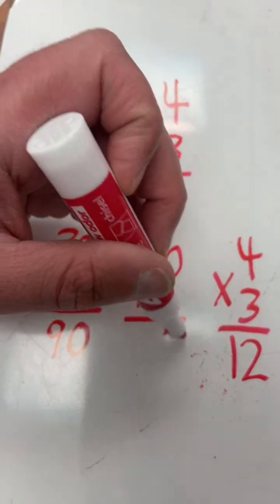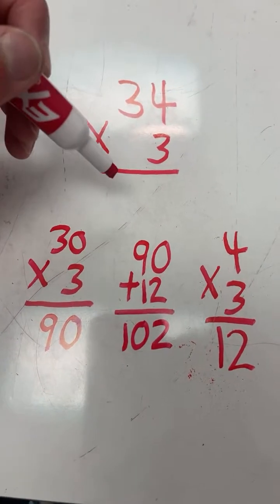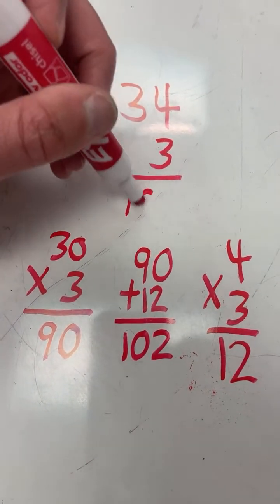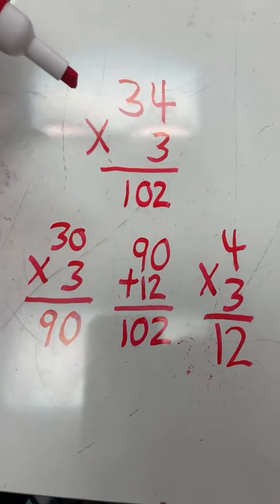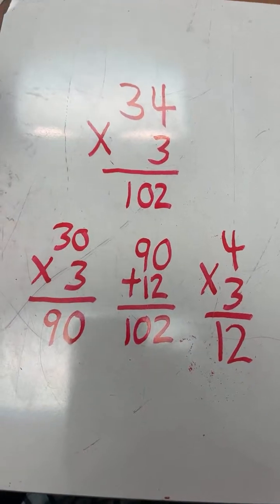0 plus 2 equals 2. 9 plus 1 equals 10. And our final answer is 102. 34 times 3 equals 102. All right, going to do another example here.